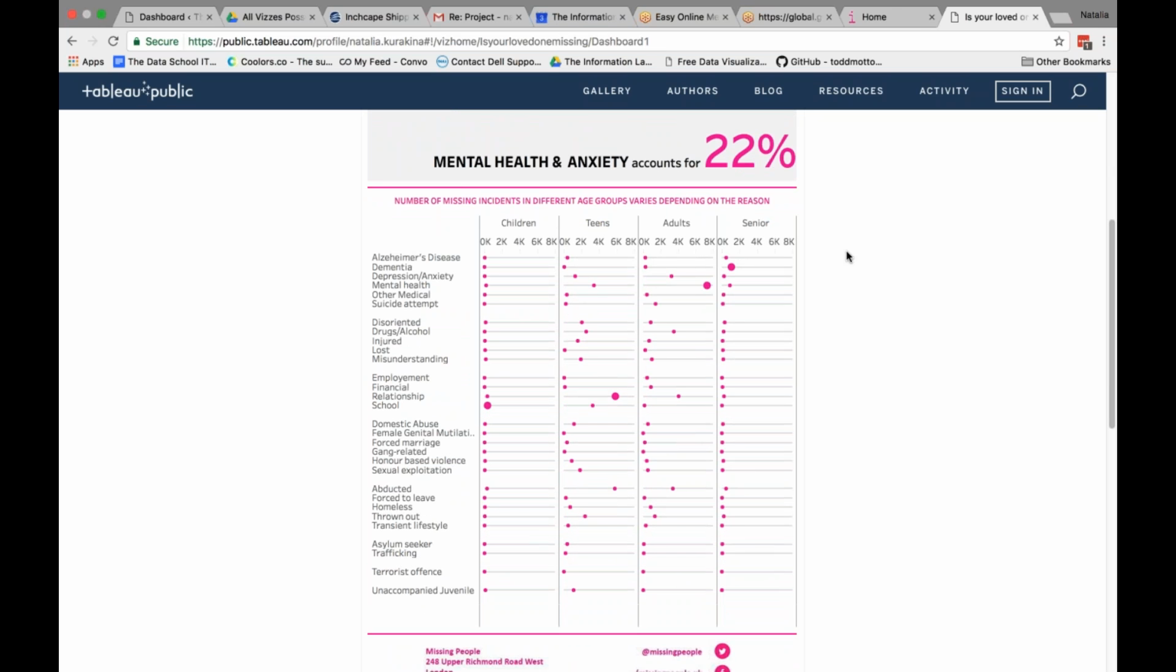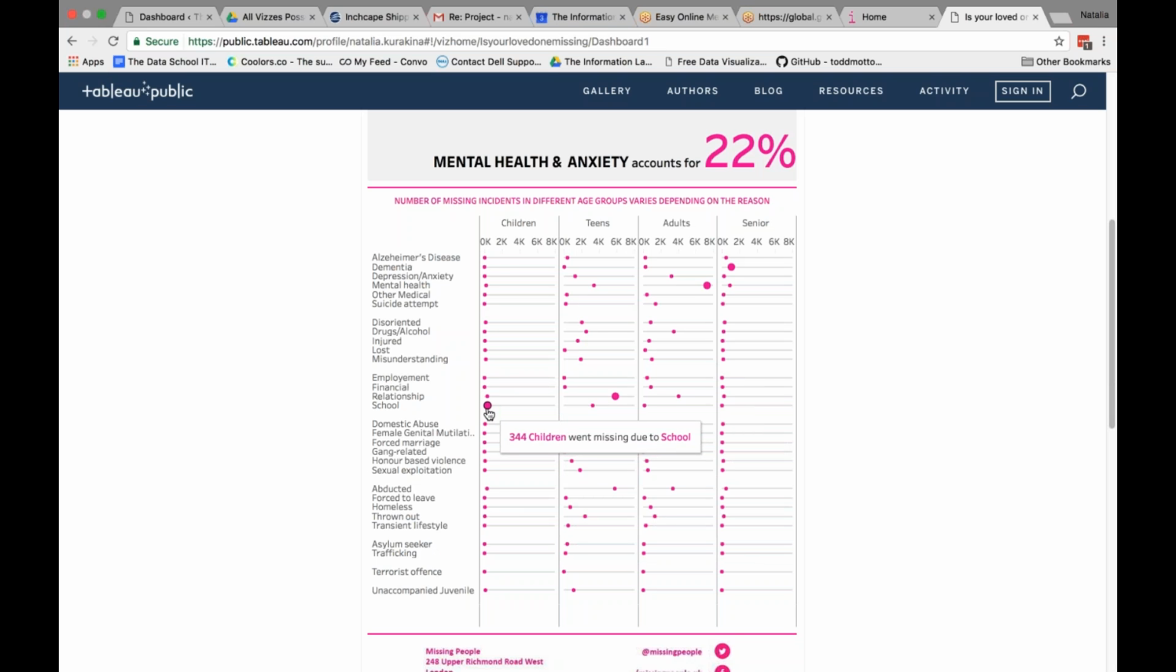They also had in the data the split between the age groups. I grouped them into four groups. Children, I think, are from 0 to 11, teens from 12 to 18, adults from their 20s to, I think, late 50s, and seniors are 65 and above, something like that. So here you can see the list of all the different reasons, and the main reason highlighted for each age group with a big circle. You can see the reason which is the most common.